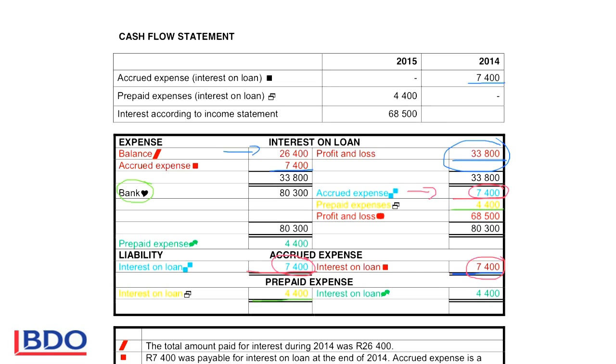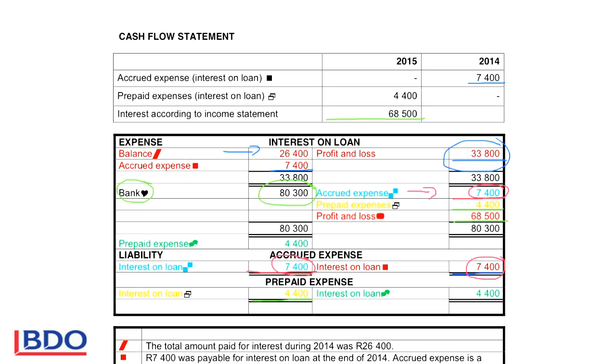Then we look at the profit and loss figure. Now remember, the figure that's in your profit and loss is the amount that it should be if there was no prepaid and no accrued amounts. So in my income statement or profit and loss, I've got a figure of 68,500. So I debited profit and loss and I credited interest on loan with 68,500. Now, because I've done all these entries, I am able to determine what was the amount of outflow of money as a result of interest paid: 80,300.